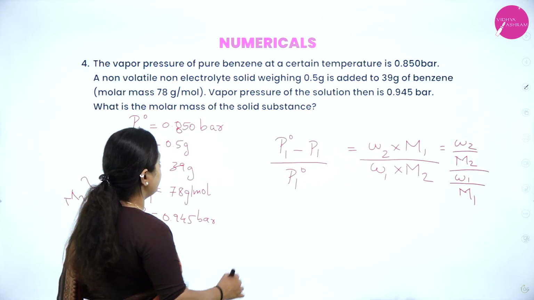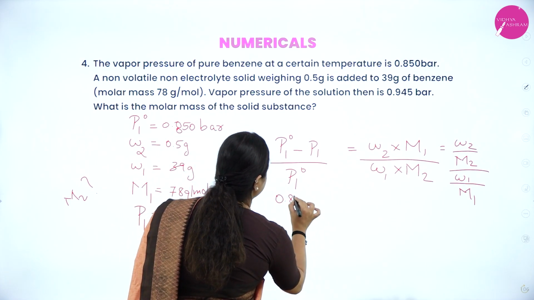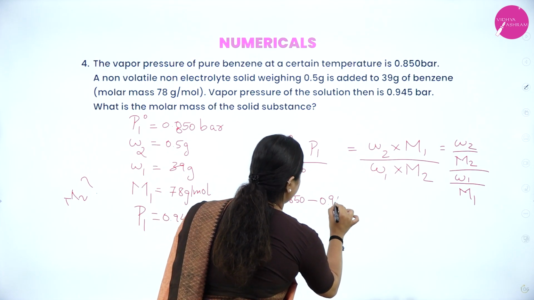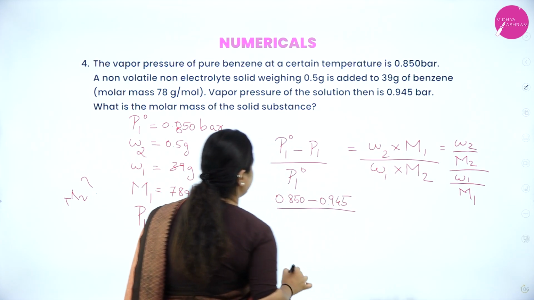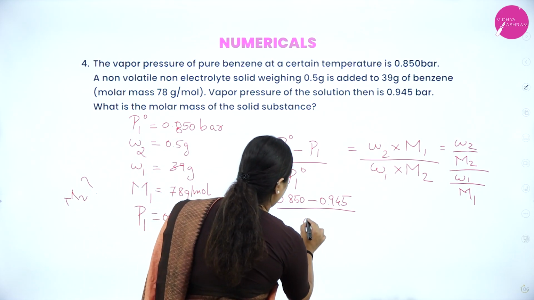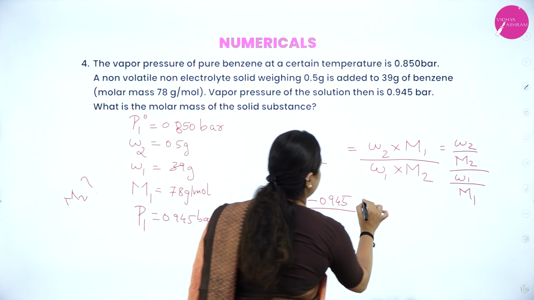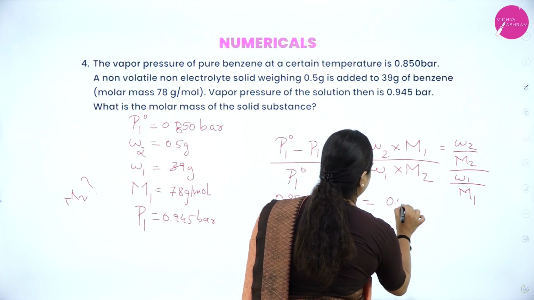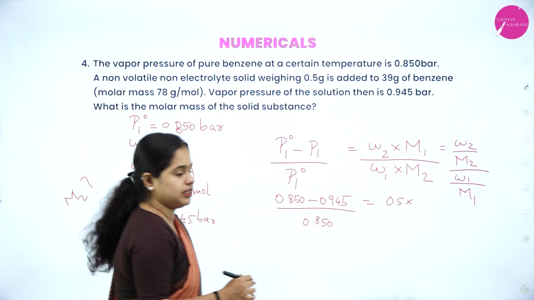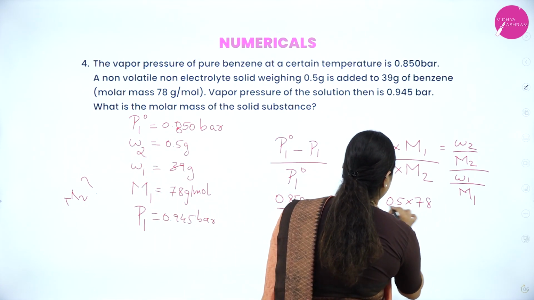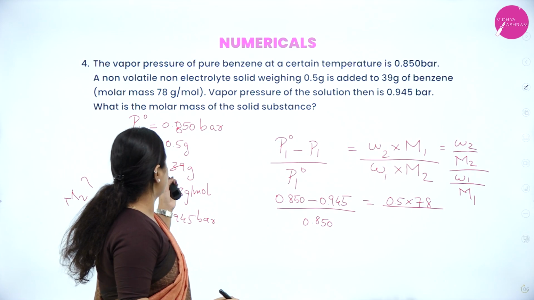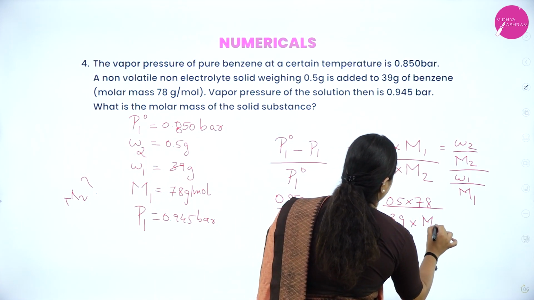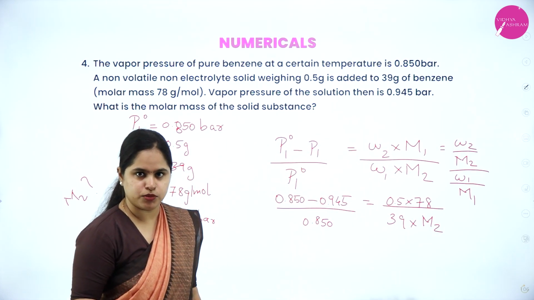So, what is P1 naught? P1 naught is 0.850 minus, what is P1? 0.945, divided by P1 naught again, that is 0.850. This is equal to, what is W2? W2 is 0.5. 0.5 into M1, which is given as 78, divided by W1. What is W1? W1 is 39, into M2. So, you have to calculate M2.